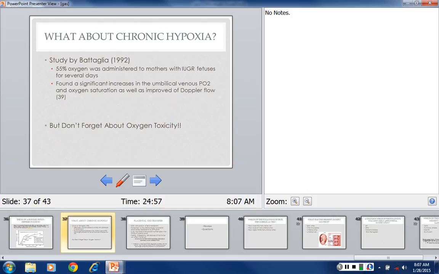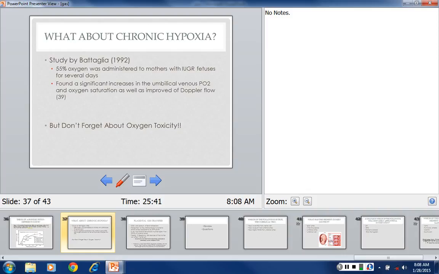What about chronic hypoxia? It's kind of interesting. There was a study all the way back in 1992. They had two groups of women, about 15 to 20 in each group, and they gave some women who had growth restricted fetuses 55% oxygen for several days, for a little bit during the day. It wasn't all day long. They did let them off because large amounts of oxygen is toxic, remember? And they found a difference in the umbilical venous PO2 and oxygen saturation when they studied the umbilical artery blood after delivery, as well as improved Doppler flow in the growth restricted fetuses of mothers who were exposed to oxygen.